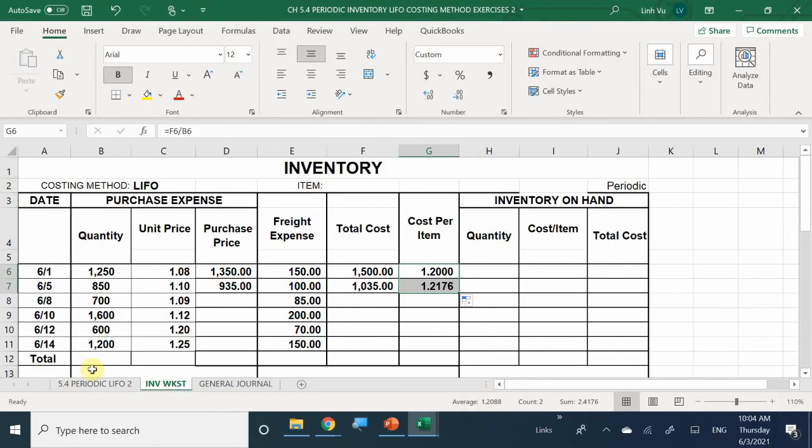So then on June 8th, we purchased an additional 700 units at $1.09. So what is going to be my total purchase price?